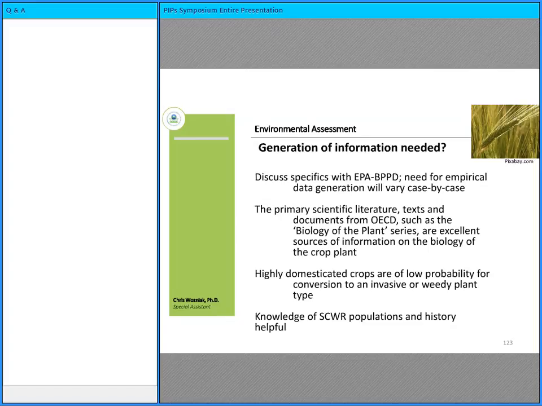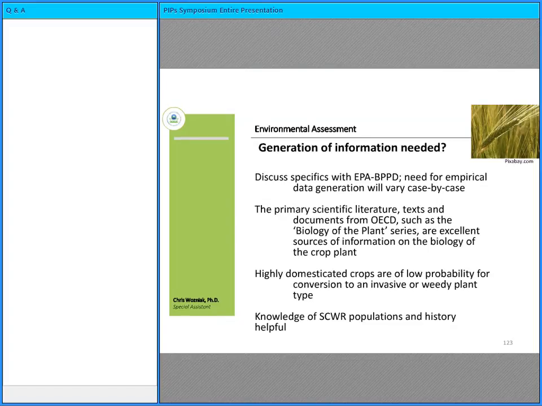I mentioned these OECD documents. A lot of them are very good at covering what's known about the natural history of some plant species. And again, I'll reiterate that a lot of what I'm talking about here is probably more applicable to things other than the traditional row crops that we've already seen, those that are so highly domesticated that your ability to turn corn into a weedy plant is extremely remote.